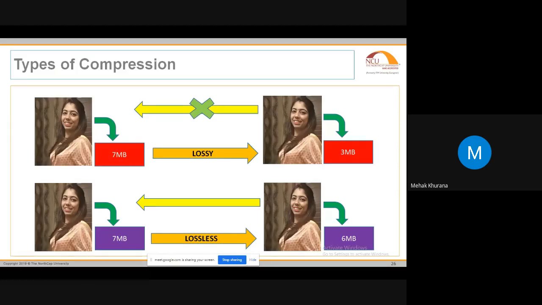But I cannot recover back. But in the lossless, you can see the size has been reduced from 7 MB to 6 MB, and we can recover back to the original image, as we have not removed the redundant bits, we have just converted it into a mathematical formula, and we can recover it to the actual image.